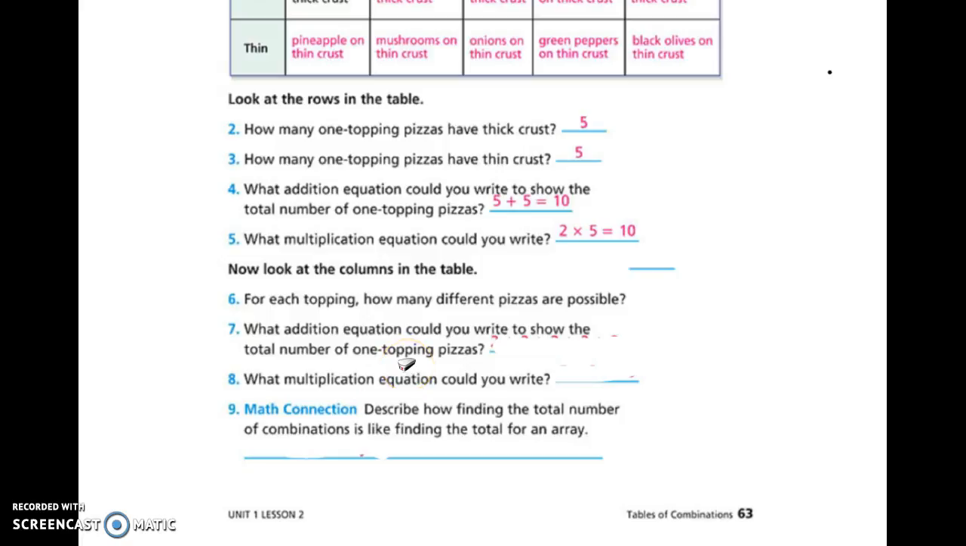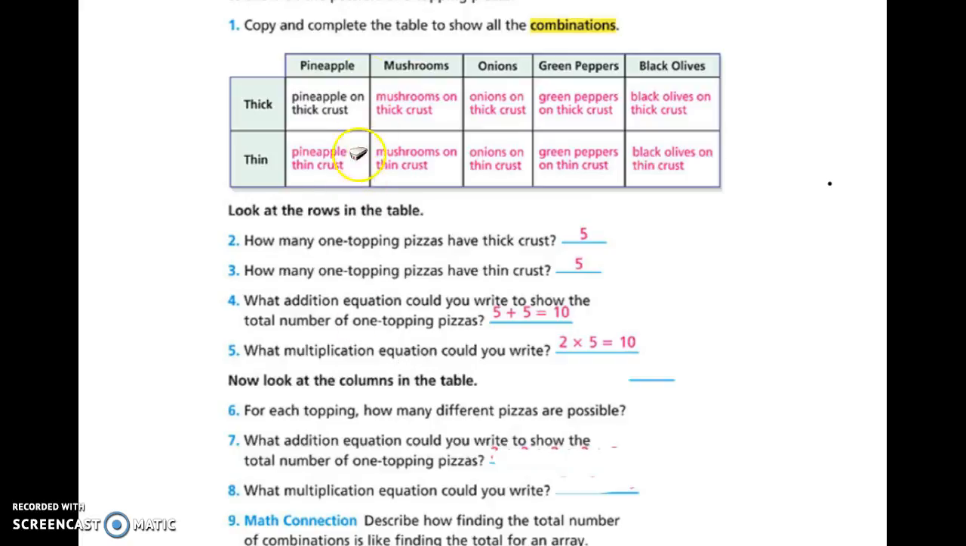Now it says, look at the columns in the table and answer the questions. So now we're looking at the up and down, the columns. It says for each topping, how many different pizzas are possible? So I want you to go ahead and take a guess on that one. All right. If you said 2, you were correct because we have the possibility of a thick crust pizza or a thin crust pizza.